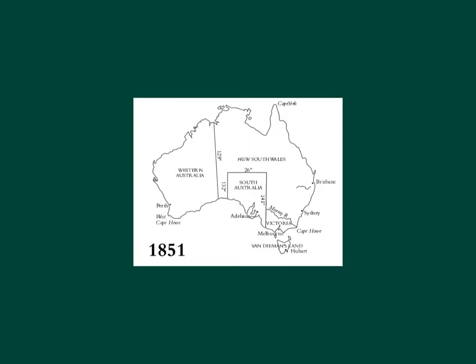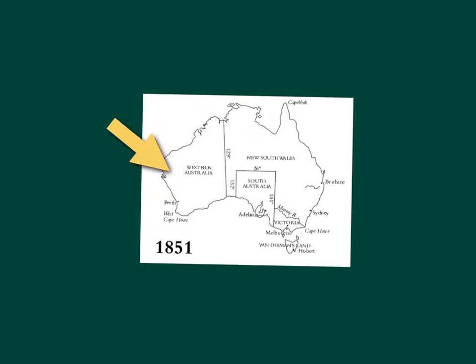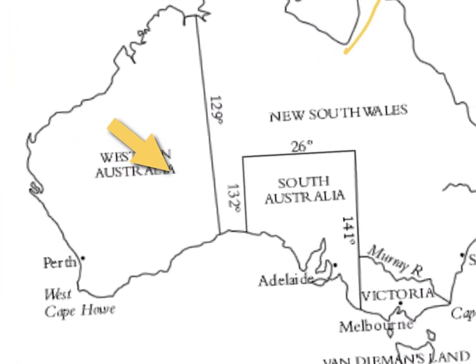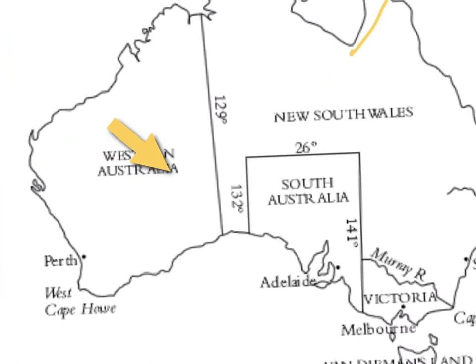Now we're moving on to a different map, and I want to draw your attention to this line right here. So our boundary for New South Wales has been pushed back to 129 degrees of longitude, and our colony of Western Australia has been established. Western Australia was founded in 1829.